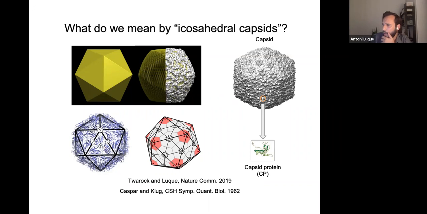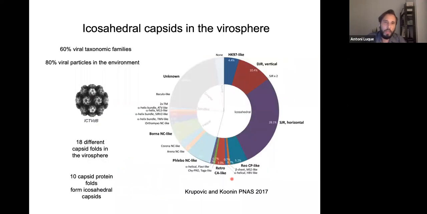Now, this is the basics for the icosahedral capsids, and one of the things that I'm going to explain today is the progress that we've made at determining the different designs that are compatible with capsids that are icosahedral. In order to understand a little bit more the relevance of this, let me show a few more aspects.